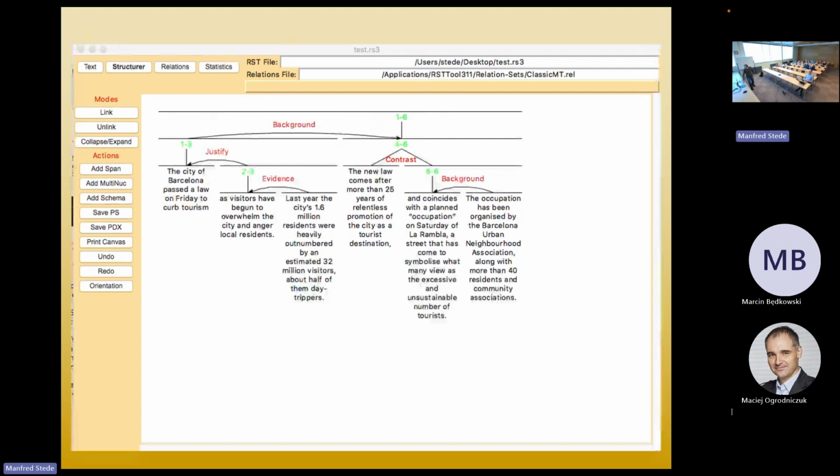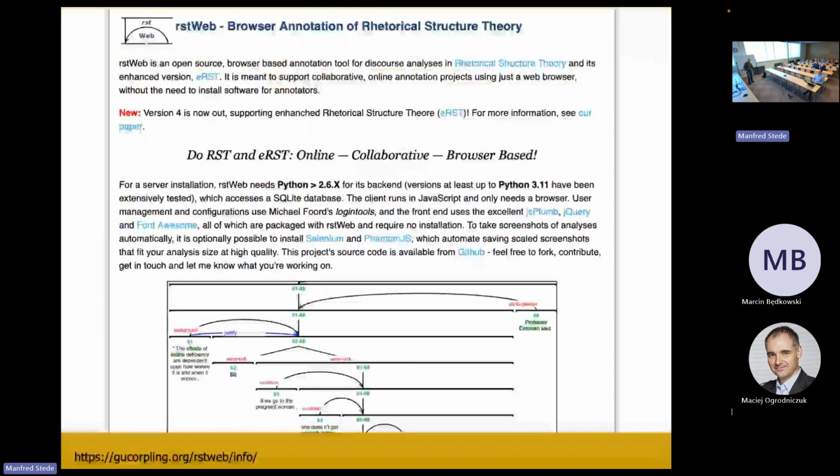Okay, so that's the eRST tool, which is, I think, from the early 2000s. It's still running in Tcl/Tk, if you enjoy that. It still runs on this Mac for some reason, but it's getting more difficult to run it. So there is an alternative now. There is eRST Web, a browser-based tool, also coming from Amir Zeldes' group in Washington, which does basically the same job in a slightly different user interface.